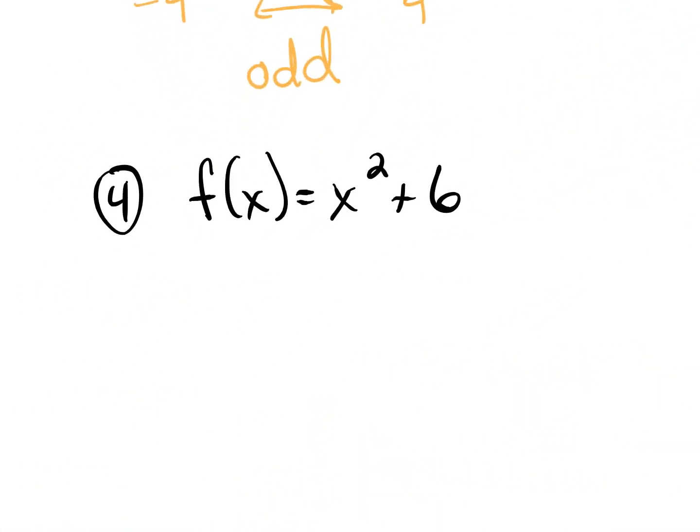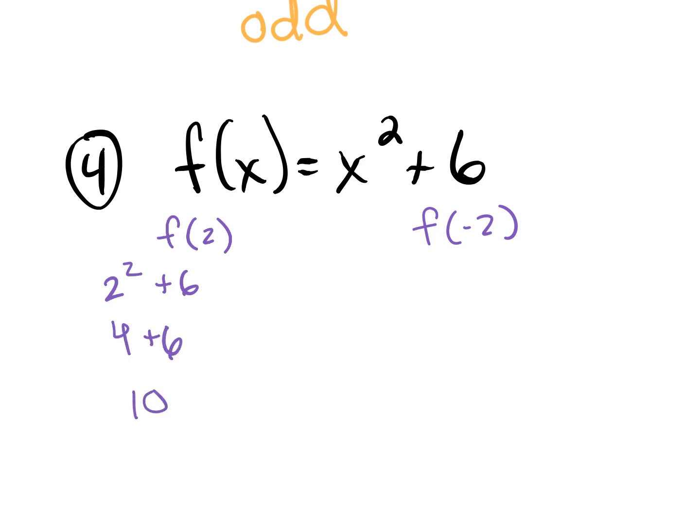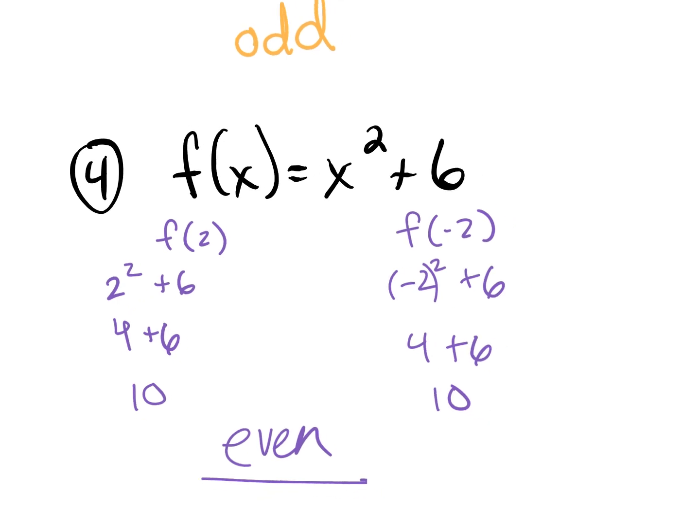And then we have 2 more. Looking at number 4, I'm going to plug in 2 and negative 2. So 2 squared plus 6 would be 4 plus 6, so 10. And then negative 2 squared plus 6 would be 4 plus 6, 10. These are the same number, so these are even. This is an even function.